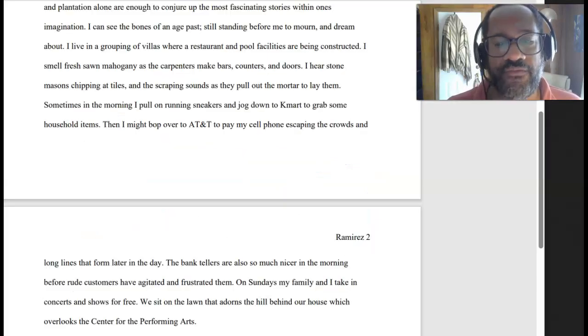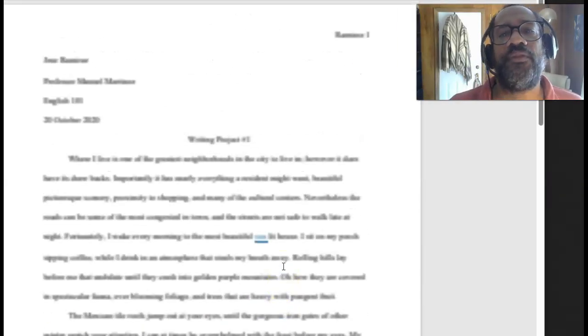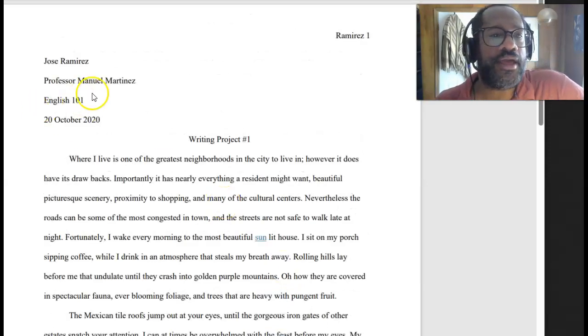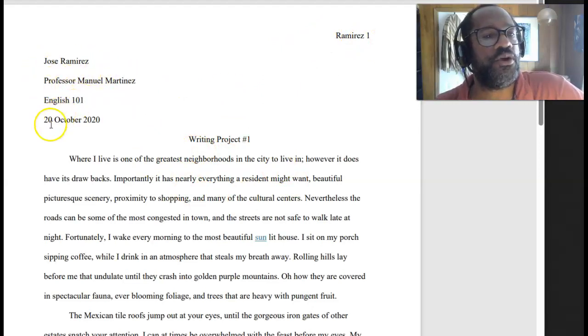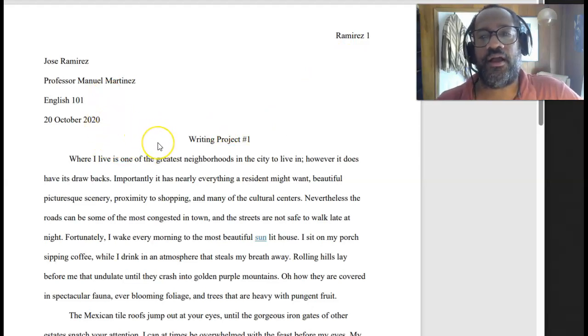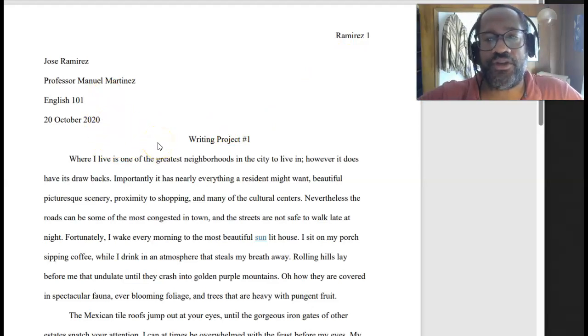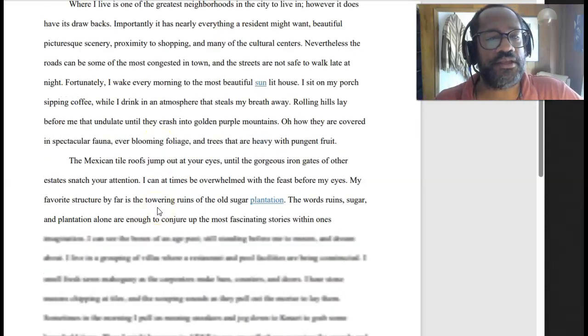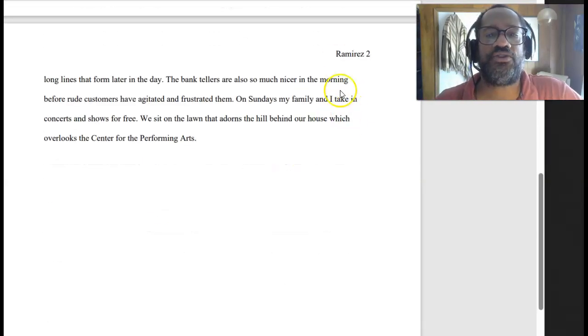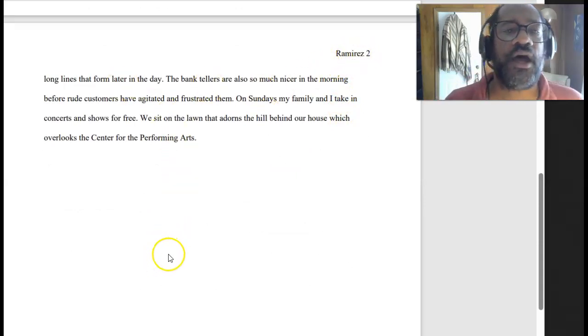Another example that we have here: I also have in the folder a sample essay, a full essay, not just the top of it. So it has Jose Ramirez, Professor Manuel Martinez, English 101, 20th October 2020. A centered title, last name and page number. Again, no extra space here between the date and the title. Sometimes students want to hit return a whole bunch of times and add some space in there. That doesn't happen. Notice on page 2, it has the student's last name and page number. It goes right there at the top.